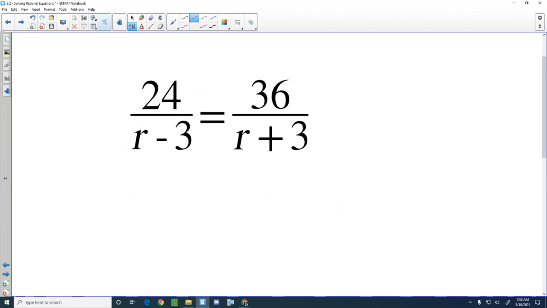All right, I want you to write this problem down again. I'm going to show you another way to solve it. I know there's 3 different ways. Gavin jumped the gun with the cross multiplication. That's good.